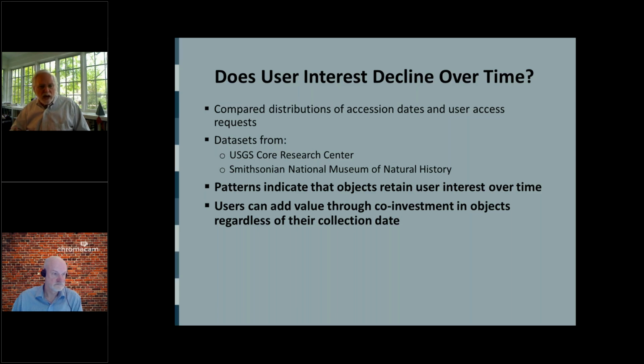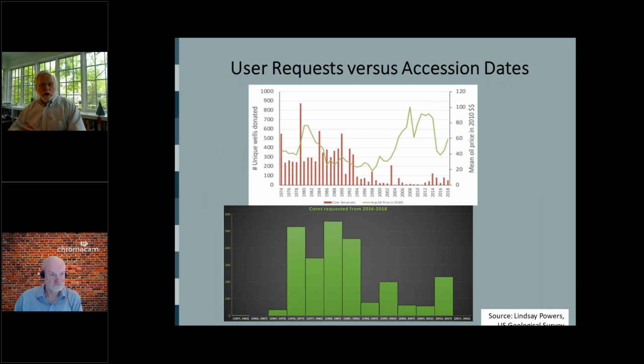And the story in both cases is that objects retain their interest of users over time, which means that the value added through co-investment can continue to accumulate for a very long time, regardless of when the collection was made or when it was accessioned into the collection. So here's the USGS core. The upper histogram, the red bars show accessions, when did the cores become part of the collection.